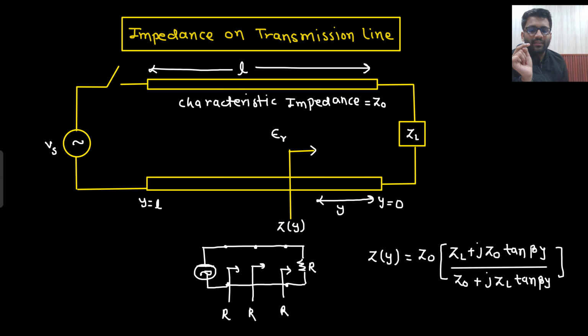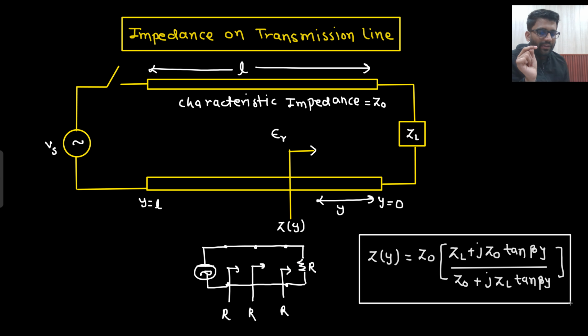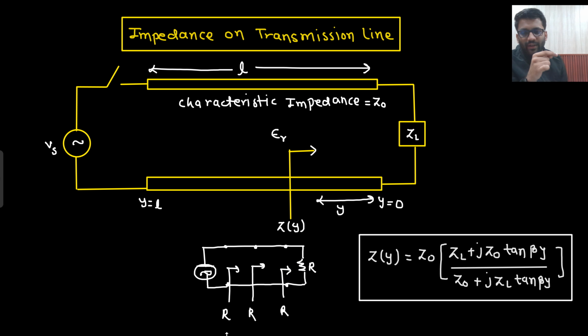Even if you forget it, there is still a very high chance that you will be able to solve the problems. But eventually you are going to remember it, because I am going to write down this formula again and again. Look, there is symmetry. Starting with Z0, then ZL plus jZ0 tan beta y. Then in the downward, here you are having ZL, so now you are having Z0 plus jZL tan beta y. Z0 into ZL plus jZ0 tan beta y divided by Z0 plus jZL tan beta y. What is y?